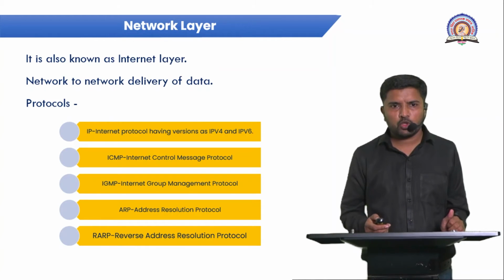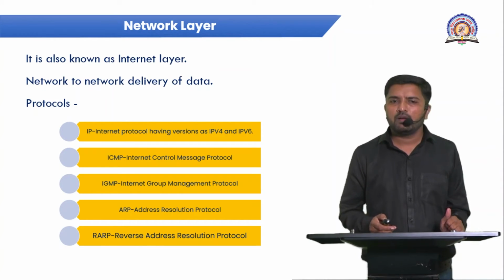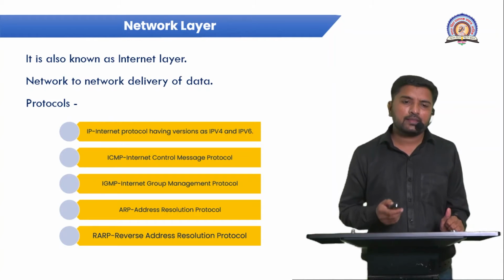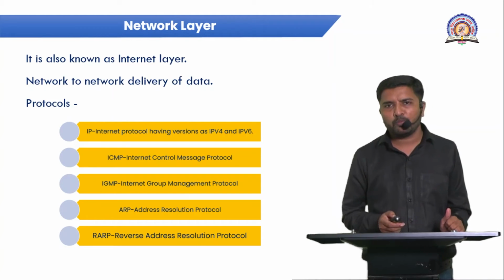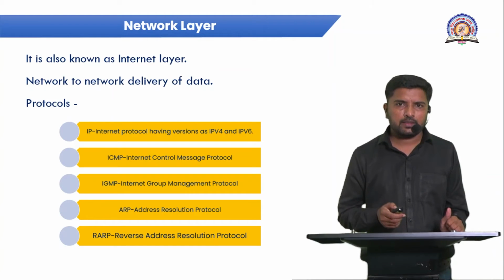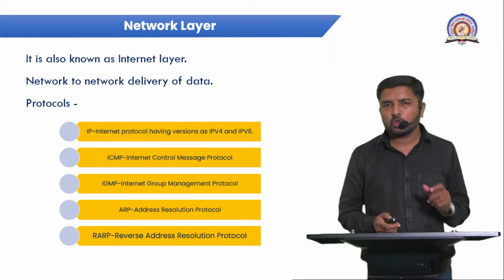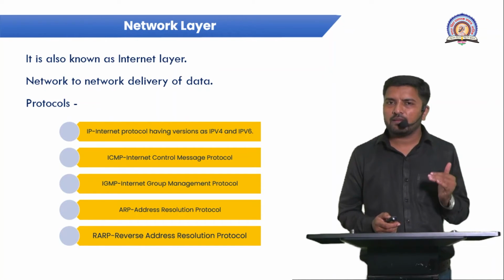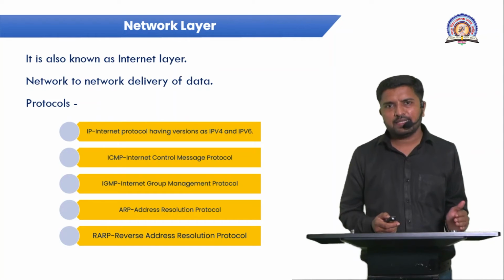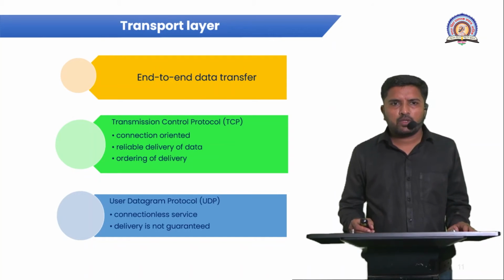Again, it has various protocols such as IP, Internet Protocol. IP has two different versions, IPv4 and IPv6. The second one is ICMP, Internet Control Message Protocol. The third one is IGMP, Internet Group Management Protocol. Then ARP, Address Resolution Protocol, and then RARP, Reverse Address Resolution Protocol. Each protocol has some functionalities, and those functionalities are executed whenever we implement that network. The next layer is the transport layer.